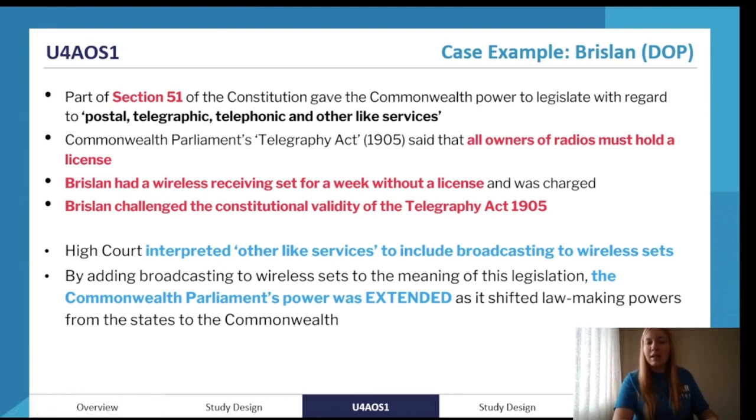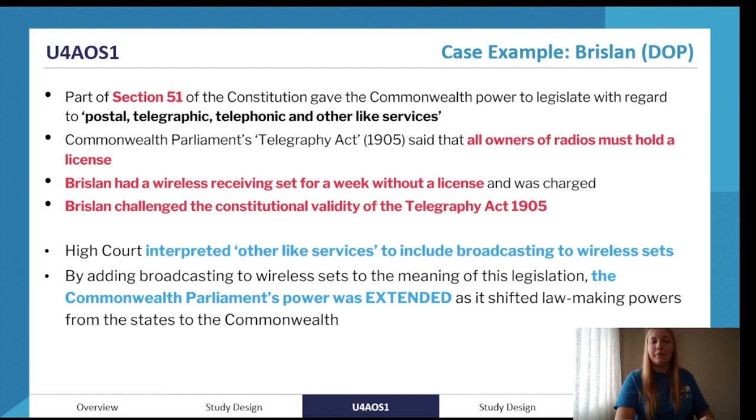And by adding broadcasting to wireless sets to the meaning of this legislation, through common law and not actually changing the Constitution, the Commonwealth Parliament's power was extended because it shifted lawmaking powers from the states to the Commonwealth. So another example of the Commonwealth Parliament's powers increasing and the states' powers decreasing.